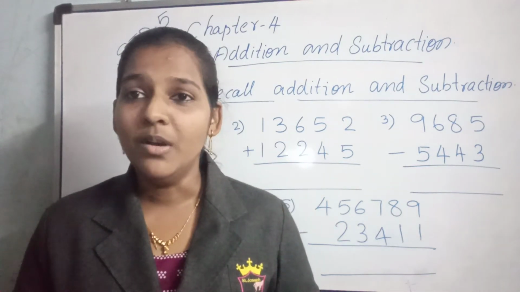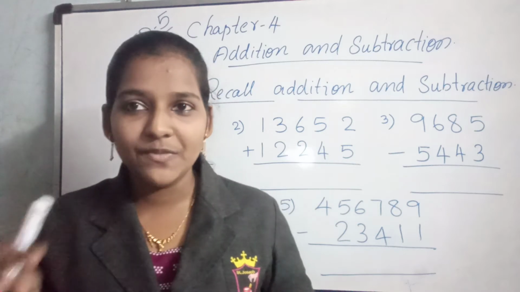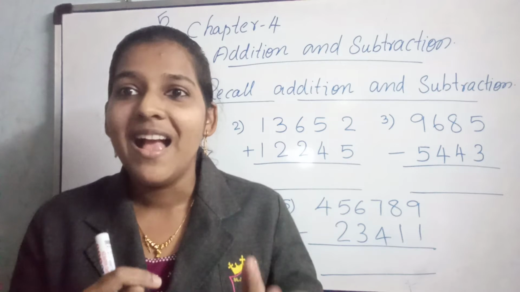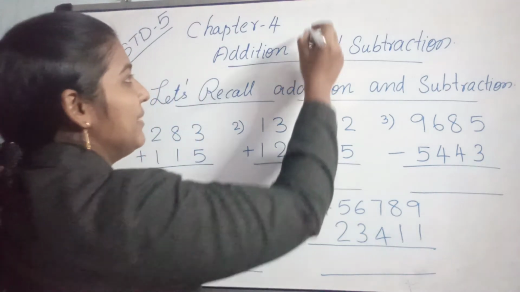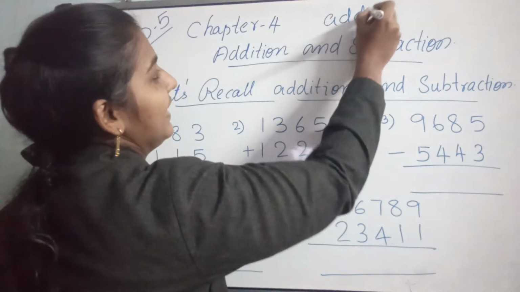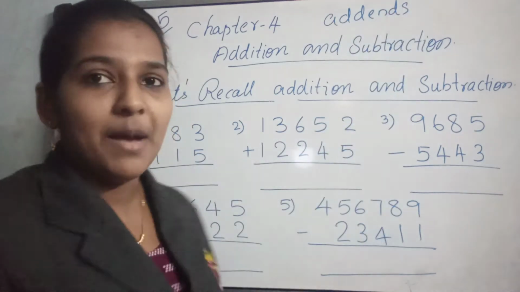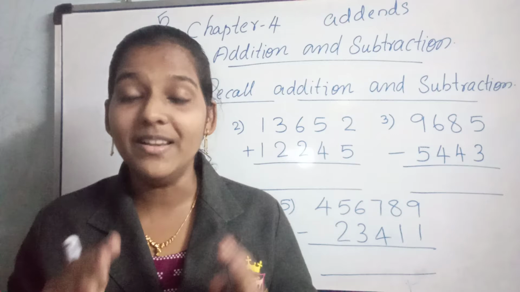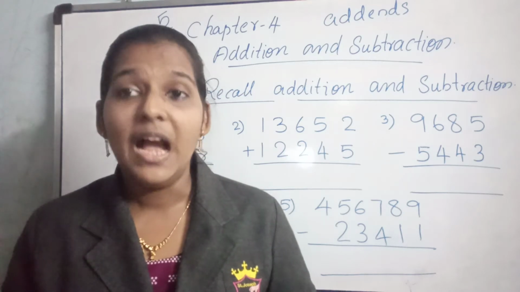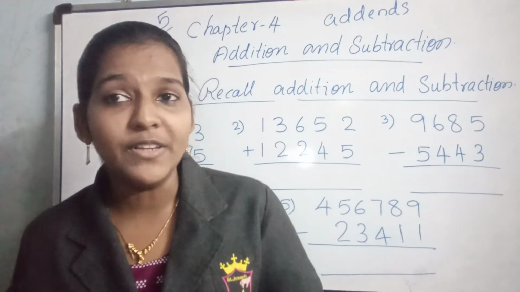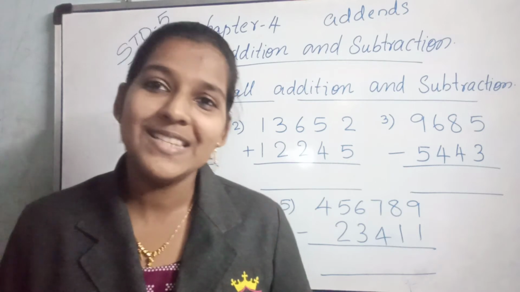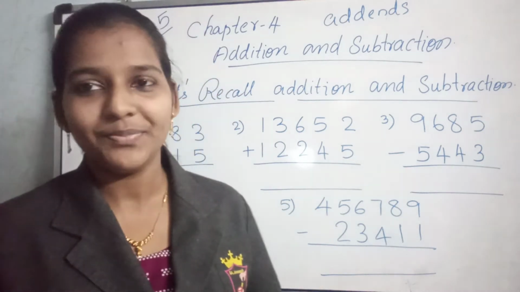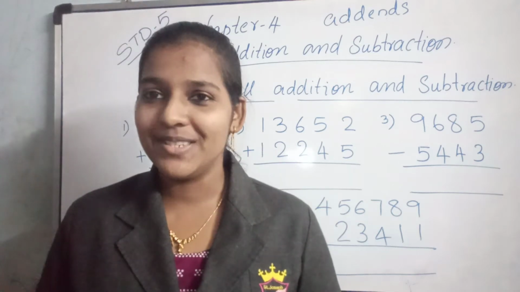Now, do you know the numbers which we are adding together have a name? What is that? Addends. Yes, the numbers which we are adding together are called addends. And the answer we get after addition is called sum. S-U-M. So this is about addition.